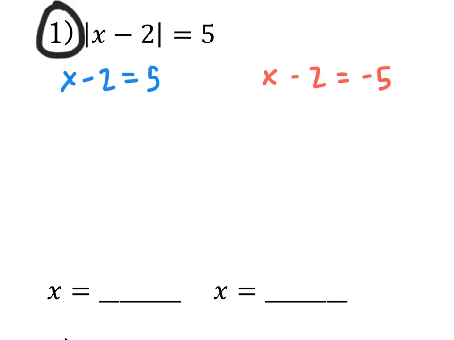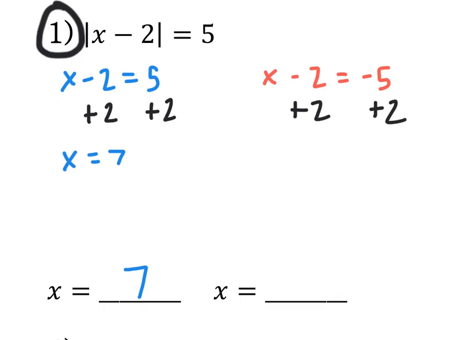So, x minus 2 equals positive 5. Let's work on that blue one first. Add 2 to both sides, and you get x equals 7. So you can write 7 down here. Now, we have x minus 2 equals negative 5. Again, add 2 to both sides, and you get x equals negative 3. So negative 3 goes down here. And now we've solved this problem. For this to work, x would either have to equal 7 or negative 3.